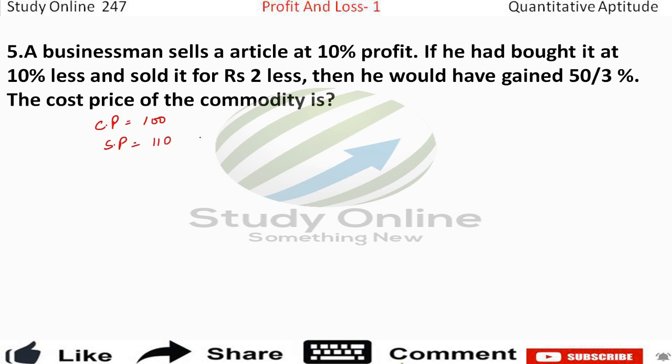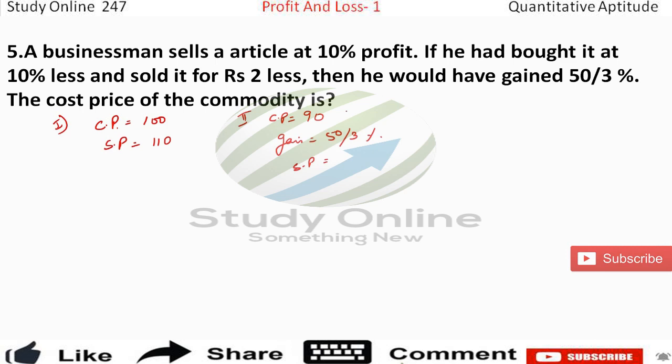10% profit. Okay, this is case 1. In case 2, if he had bought it at 10% less, that means if the cost price was 10% less. So the initial cost price was 100. If he had bought it 10% less from 100, so if he had bought it for rupees 90 and sold it for rupees 2 less, then the gain would be 50 by 3%. And if he sold it for rupees 2 less, then the gain would be this.